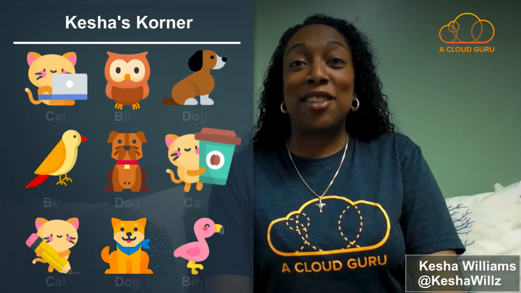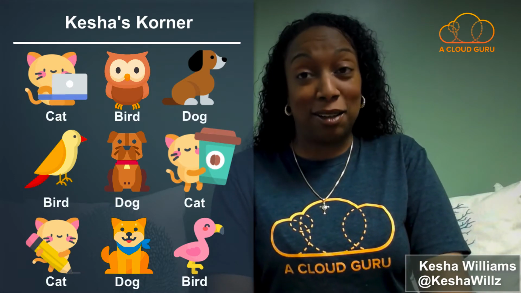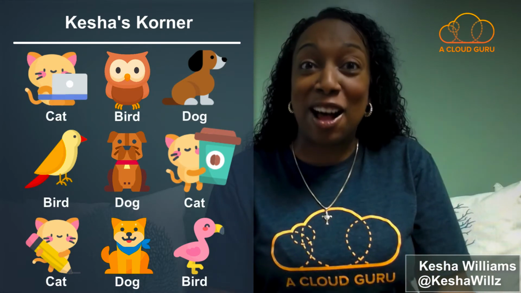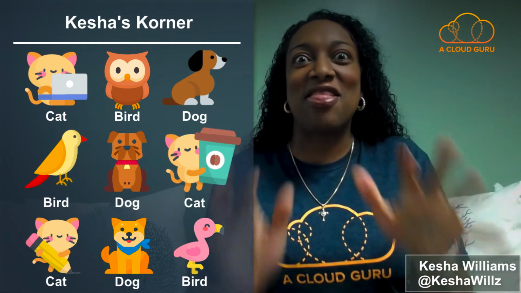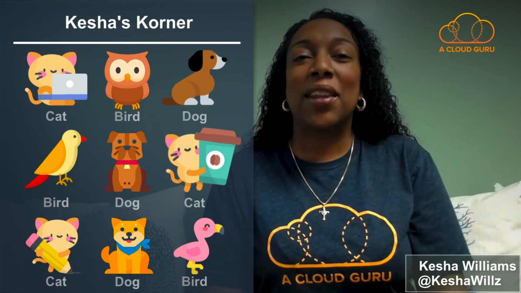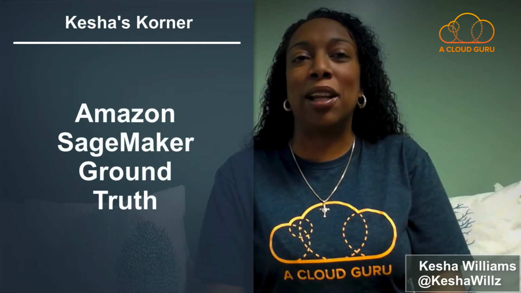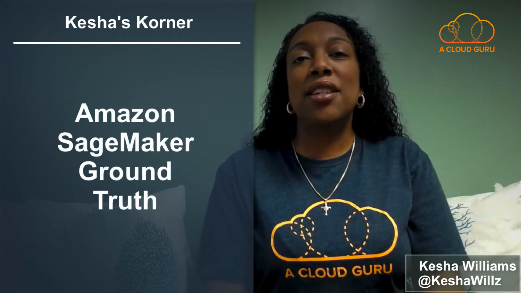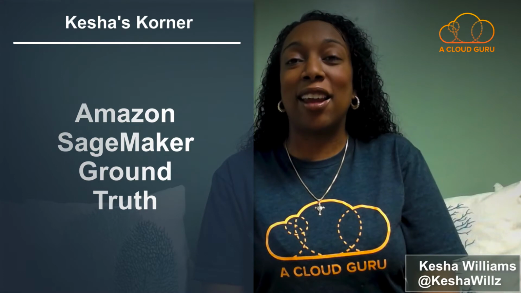Now I know what you're thinking. Wow, it's going to take a long time to manually label the thousands and thousands and thousands of images a machine learning algorithm needs. Luckily, AWS has a service called SageMaker Ground Truth that can help speed up the labeling process. Ground Truth is a service that uses machine learning to label data, and it also provides access to human labelers through Amazon Mechanical Turk.